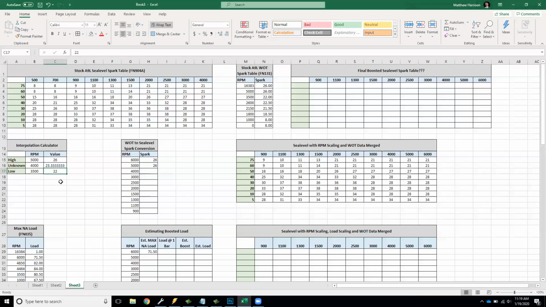Now, before I just go plugging that number in here for 4,000, which is technically the right number, you also have to understand that when you're dealing with these timing tables in this strategy, it will only let you plug in numbers in increments of 1/4 of a degree. So I can't have a 23.33, but if I rounded that to the nearest quarter, I would have 23.25. Excel has a function to do that also.